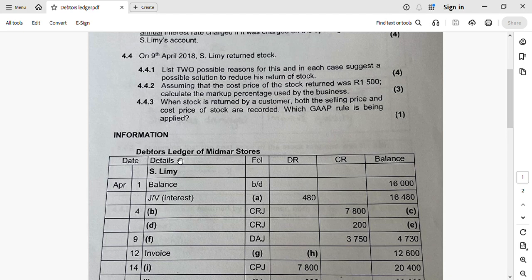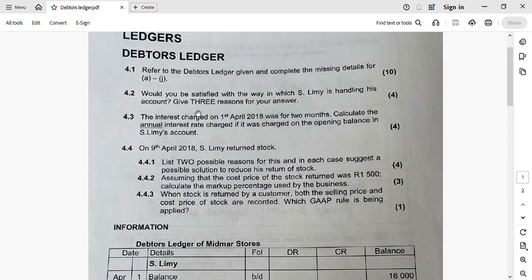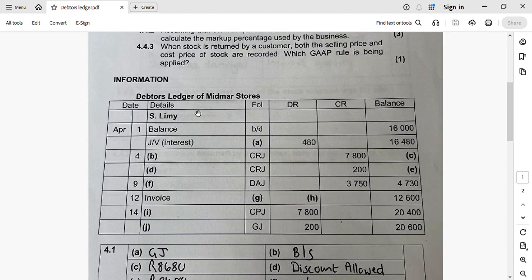Okay, then the next question. Would you be satisfied with the way in which Slimy is handling his account? Give 3 reasons for your answer. Because of the old syllabus aspect, you can only give 2 reasons. Okay, if you have a look here, look at the fact that we're charging interest. When are you going to charge interest? Obviously when a debtor is not paying you back in time.